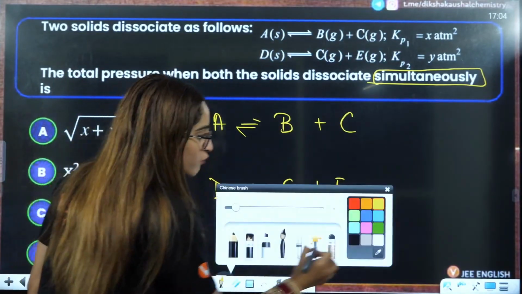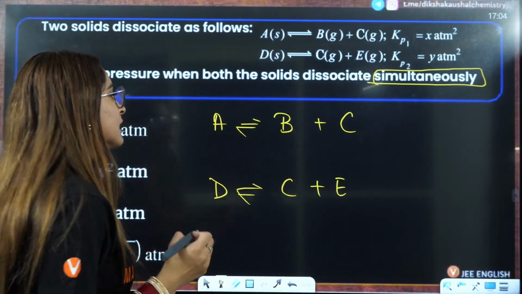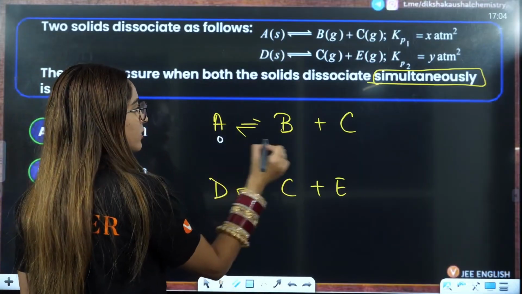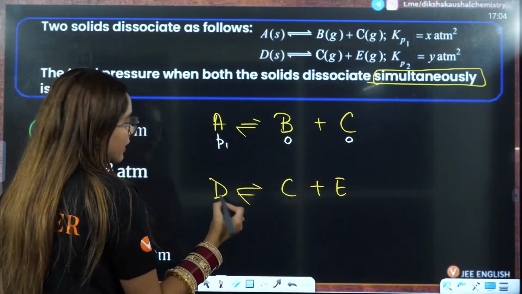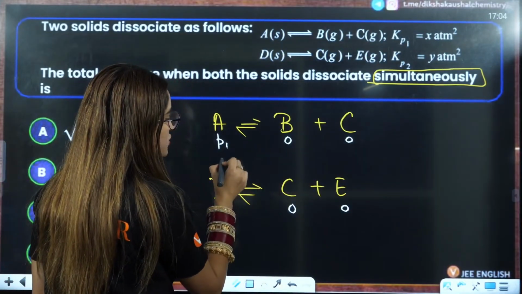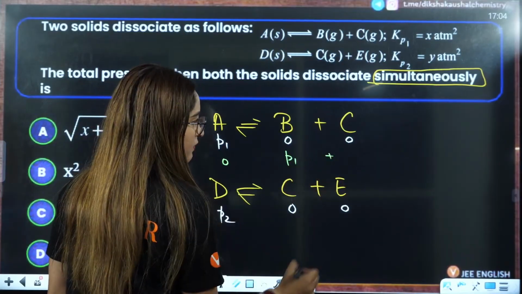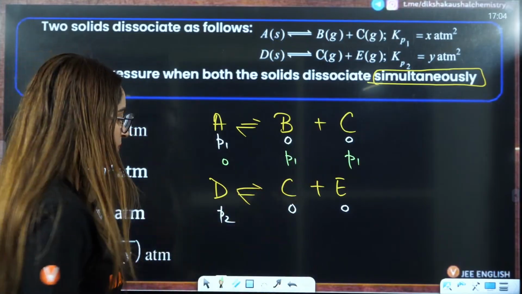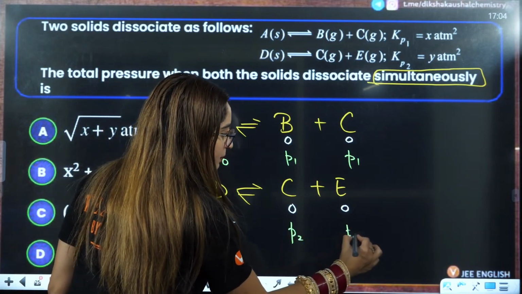Okay. So now see this very carefully. If I assume that here the pressure, let's say, initially is P1, it is 0, it is 0. And here initially it is P2, it is 0, it is 0. So at equilibrium, this will be 0, this will be P1 and this will also be P1, because the stoichiometry is 1 and 1. And here at equilibrium, this will be 0, this will be P2 and this will be P2.